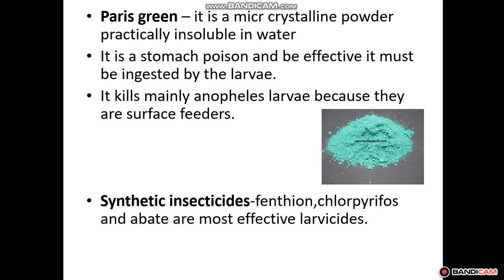Next chemical method is Paris green. So this is the picture of Paris green. It is a microcrystalline powder which is practically insoluble in water, and it is a stomach poison, and to be effective it must be ingested by larvae. So this is spilled over the breeding area, and these larvae take this crystal powder. Thereby it is a stomach poison, and these larvae will die.